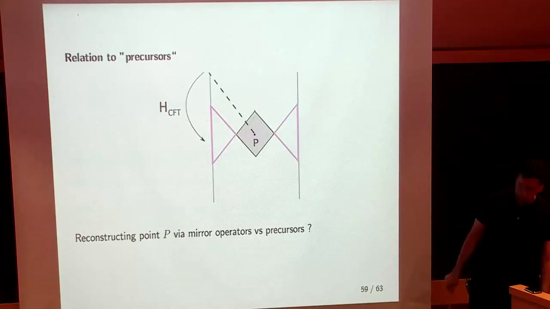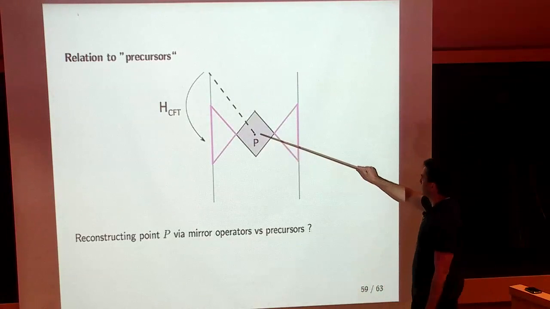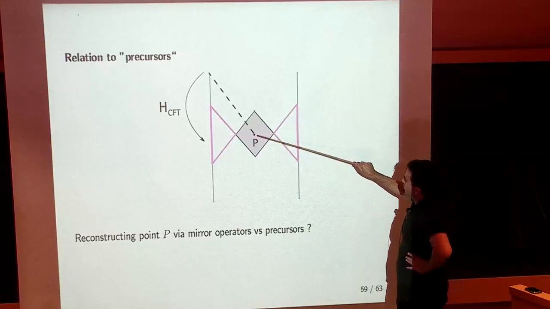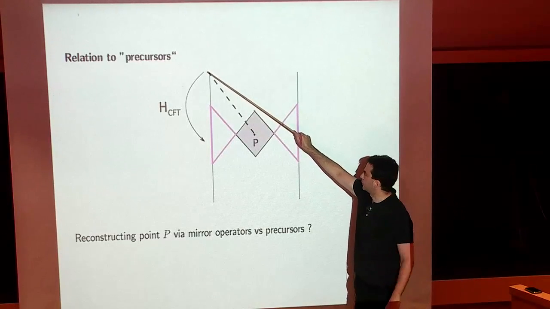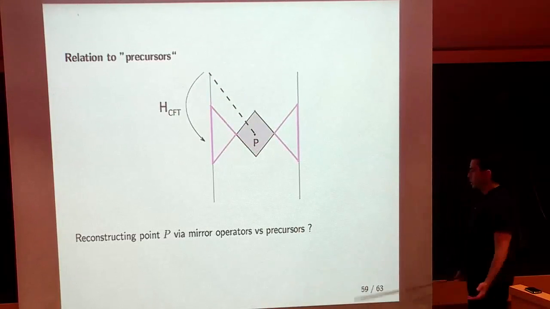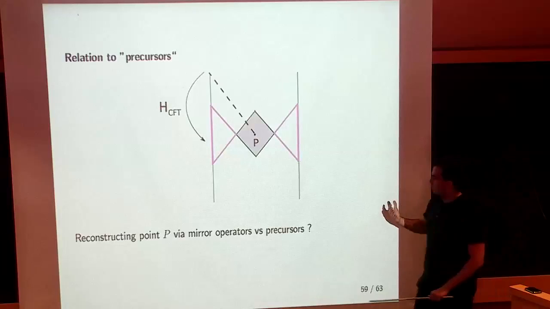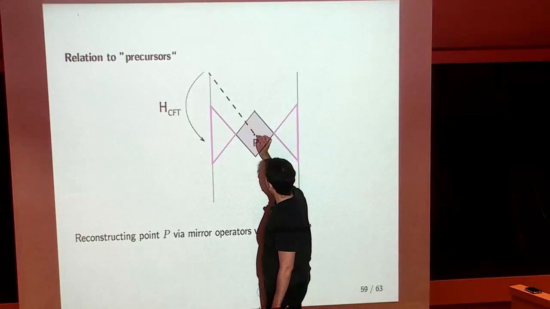Let me also mention that this may have some interesting relations to the discussion about precursors. So if you take this point, another thing you can do is simple bulk evolution and relate it to a single trace operator later in the CFT, which you can then map back inside this time band using the Hamiltonian. So a natural question is, if we find this mirror construction for the interior, how is it related to the construction you would get by the precursors?